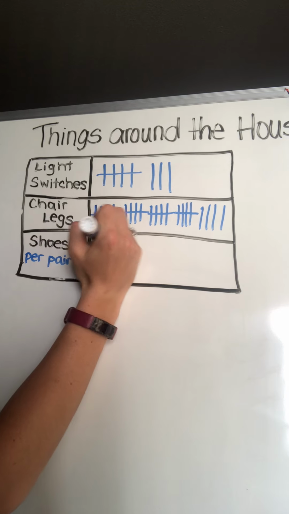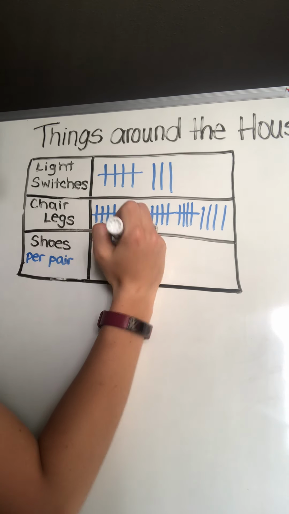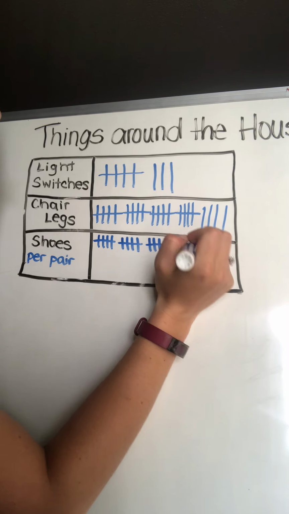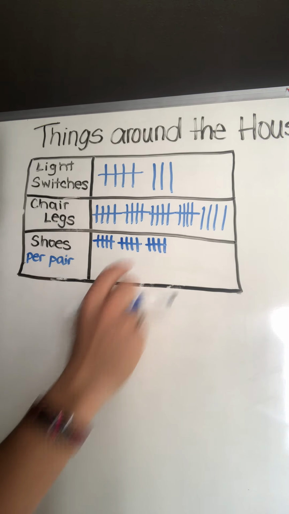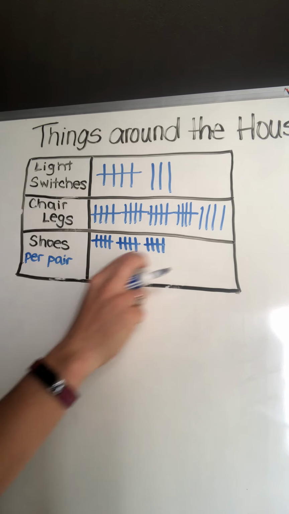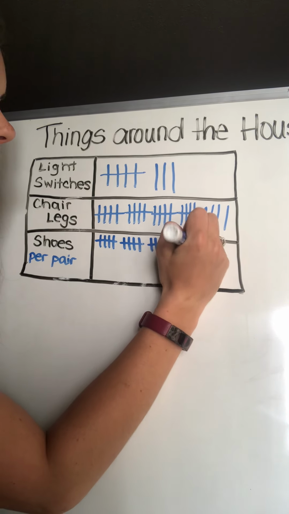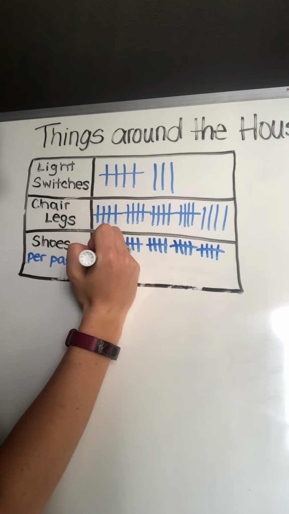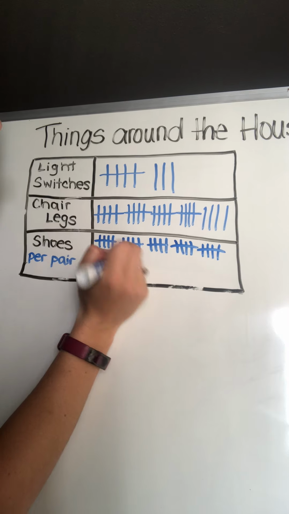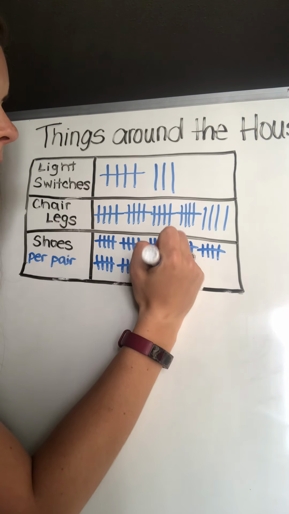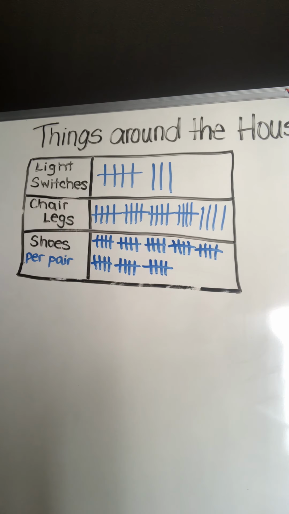1, 2, 3, 4, 5, 6, 7, 8, 9, 10, 11, 12, 13, 14, 15, and well, from here on out, I'm gonna actually just count by 5s, because I know my tally marks are bundles of 5. 15, 20, 25, 30, 35, and 40. Wow, that was a lot of shoes.